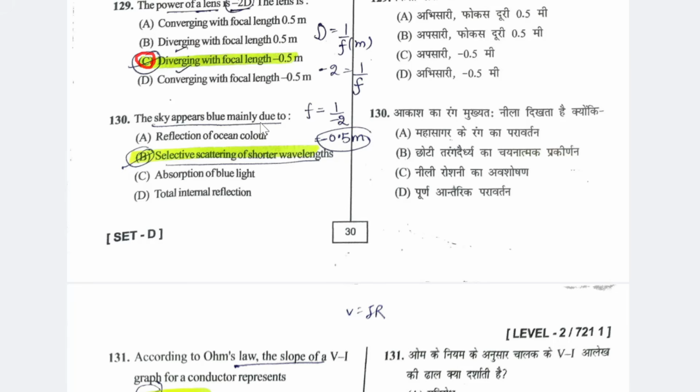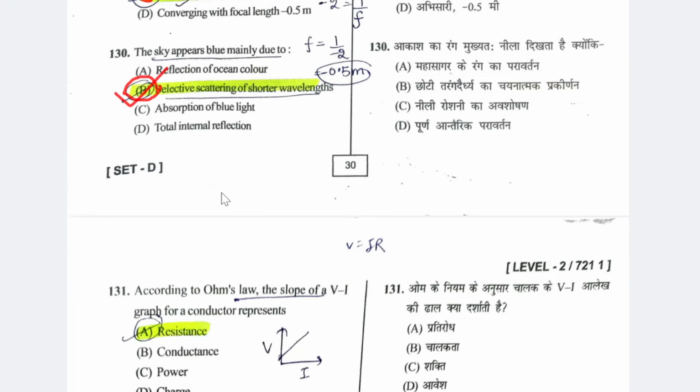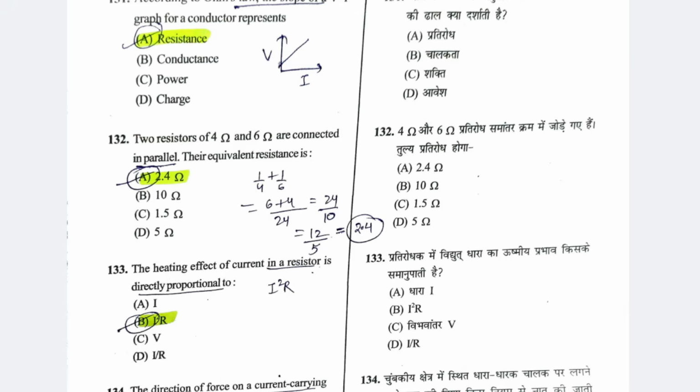The sky appears blue mainly due to selective scattering of shorter wavelengths. So option number B is the correct answer. According to Ohm's law, the slope of VI graph, potential versus current graph of a conductor represents resistance. Option number A will be the correct answer. Two resistors of 4 ohm and 6 ohm are connected in parallel. Their equivalent resistance is 2.4 ohm. Option number A will be correct.